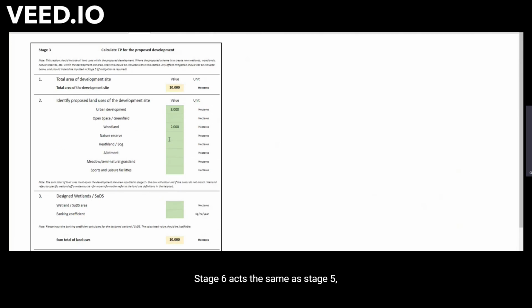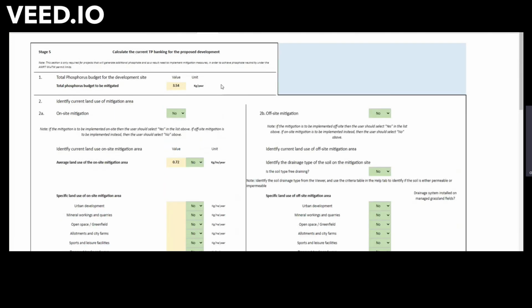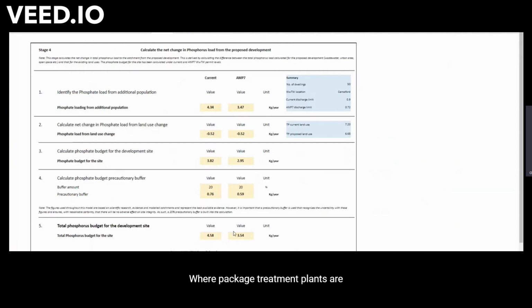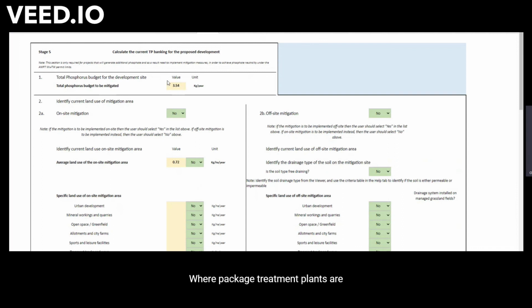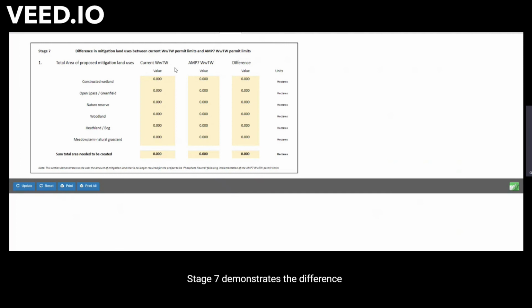Stage 6 acts the same as Stage 5, but the total phosphate to be mitigated is for AMP7 permit limits. Where package treatment plants are used, or there is no difference between the permit limits, then there is no need to go any further than Stage 5. Stage 7 demonstrates the difference in the areas between the current permit limits and AMP7 limits.